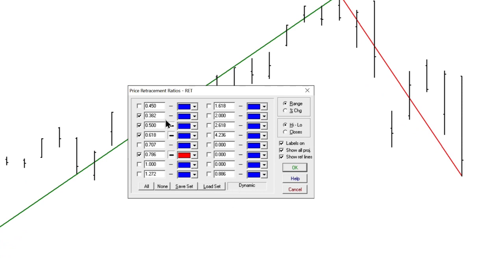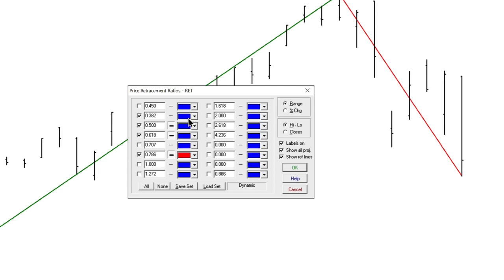So I have chosen here the 38.2, 50, 62, and 78.6. In the DT program, we can choose various levels, and then we can save them as a set. I call this set just dynamic, just because it's the typical dynamic retracement levels that I use for most internal retracements. You should also be able to have some other choices, hopefully, just on how it's displayed.